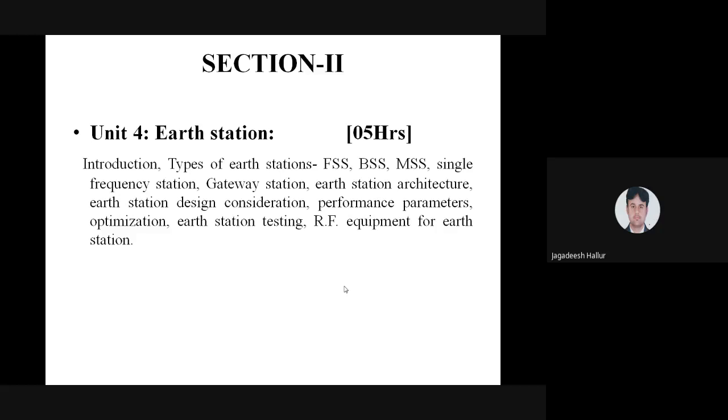That is broadcast satellite service, that is your TV. Nowadays you are using the small antenna, that is Tata Sky, DTH, whatever it is, that is your broadcast satellite service. You are getting the signal directly from the satellite.